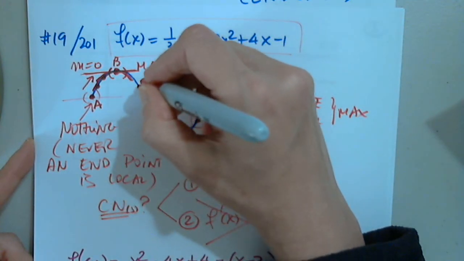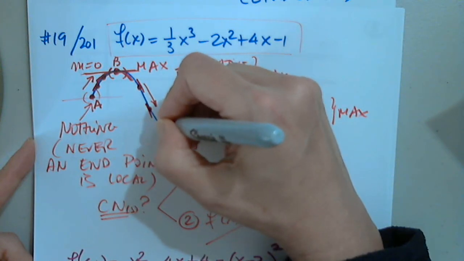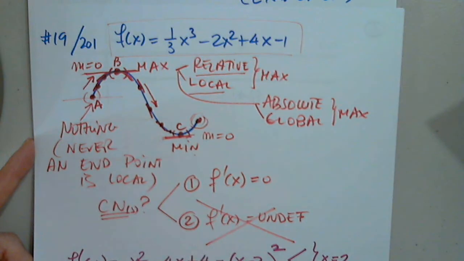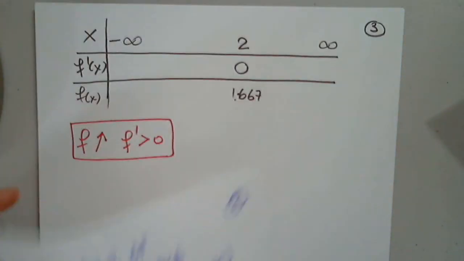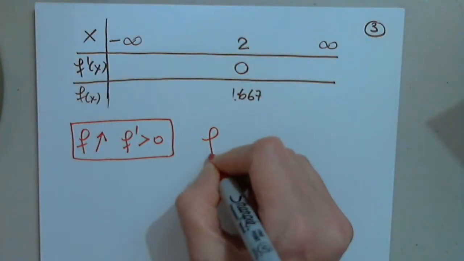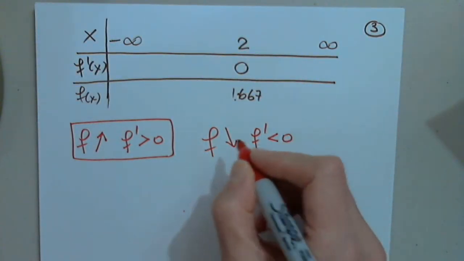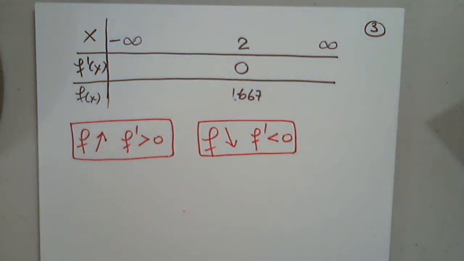At any point, if I draw the tangent, can anyone give us the slope of the tangent when the function is decreasing? It's negative. Very good, awesome. So the function decreases means the first derivative is negative. Good. So now, let's go back.